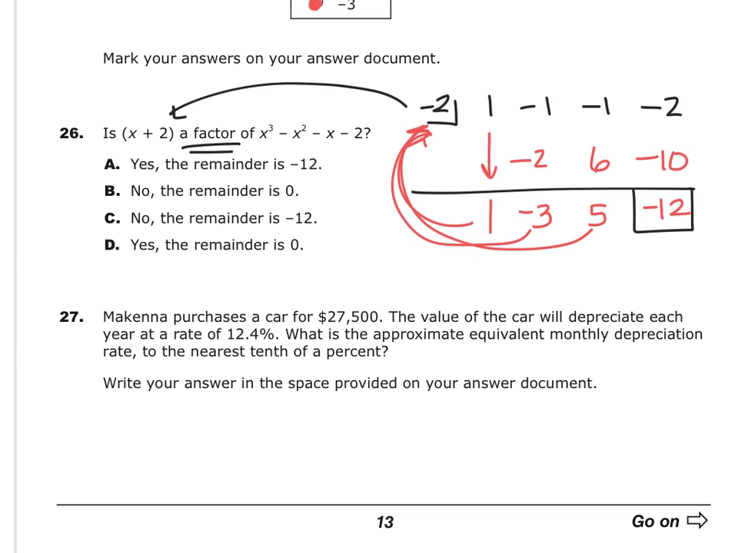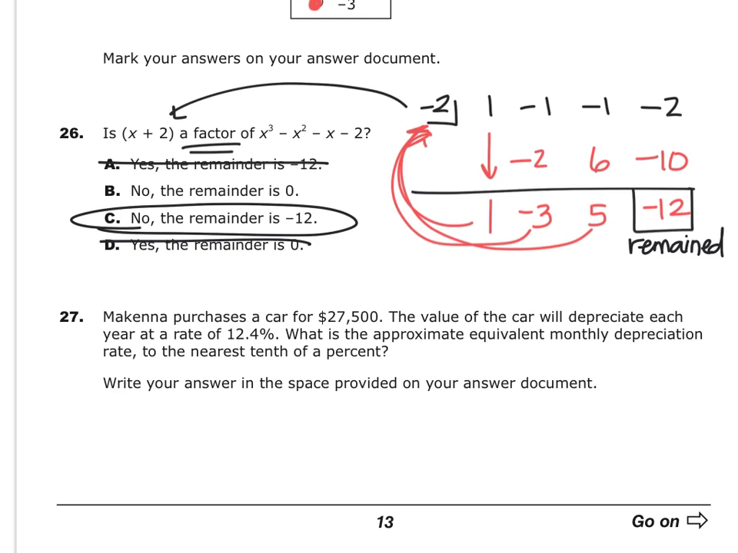Remember, if the number in this last box over here is 0, then that is going to be a yes, that it is a factor. Since it's not 0, I know my answer is no. And clearly the remainder is -12. So remember, this last number is my remainder. If you, oh, I did not spell that right.